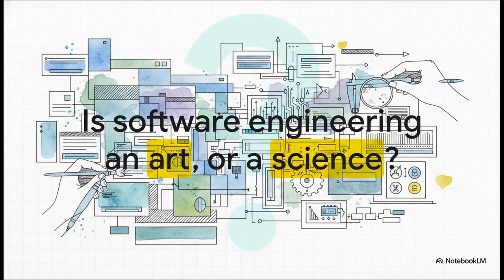Which brings us to one last question to chew on. After seeing this entire structured process, from planning and design to estimation and testing, what do you think? Is building incredible software a disciplined science where you follow models and principles? Or is it a creative art that needs elegant design and intuitive problem solving? The truth, of course, is that it's this fascinating, beautiful mix of both.